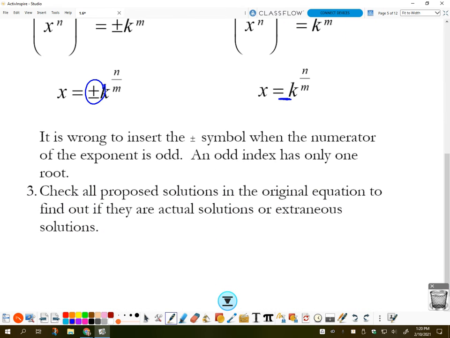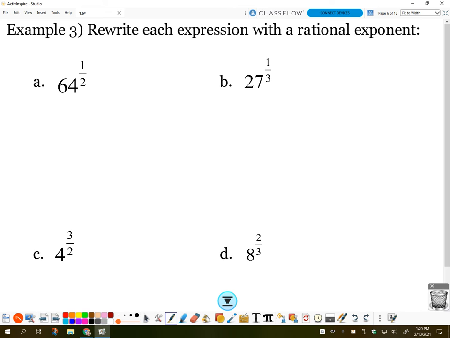Alright, so then step 3 is to check. You only really need to check if it's even. So in this case, we're going to check. In the case of it being an odd index, we don't have to check. I'm sure that that's really fuzzy right now. Let's try some because it's not that bad. These aren't even really like solving.